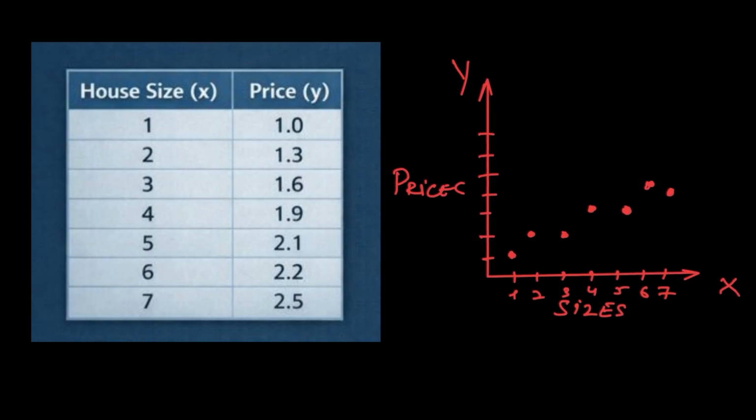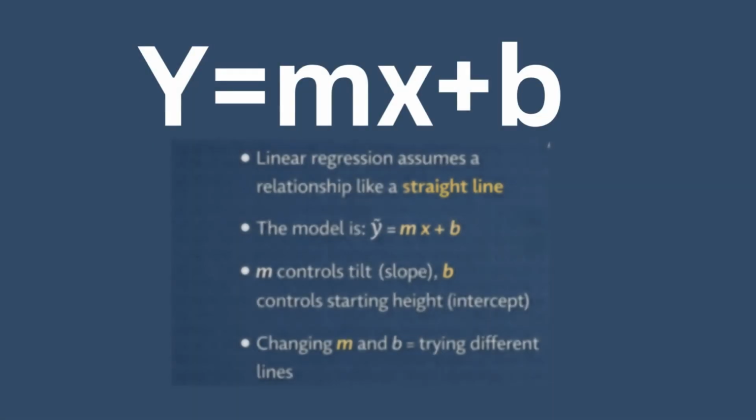To answer that, we first need to define what a line actually is in math. That's where we go next. Now that we have the data points, we need a rule that takes a house size and gives us a predicted price. Linear regression starts with the simplest possible rule, a straight line. This is the entire model. For any input x, the line outputs a prediction y hat, meaning predicted y.